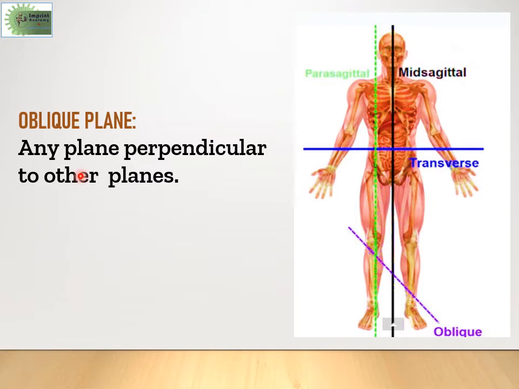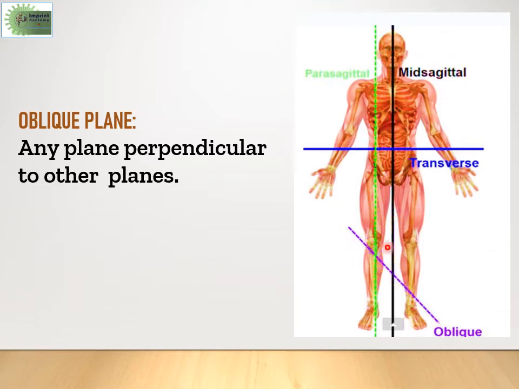Now come to the oblique plane. This name also gives you an idea. The oblique plane means it should be oblique. So this is any plane which is perpendicular to another plane.